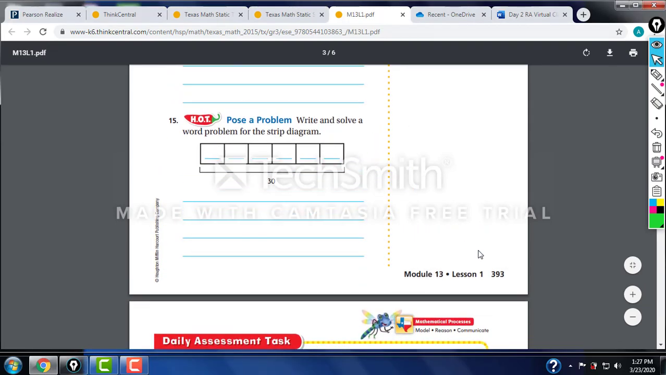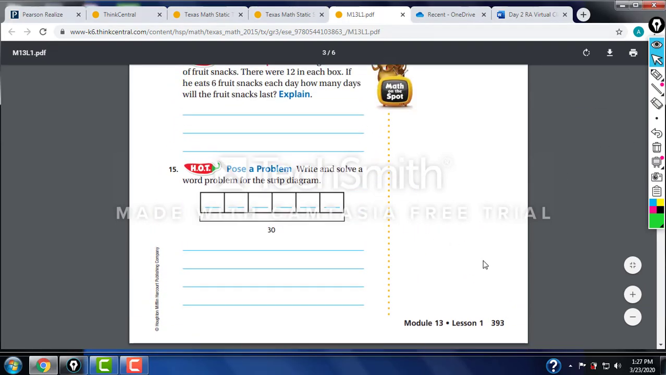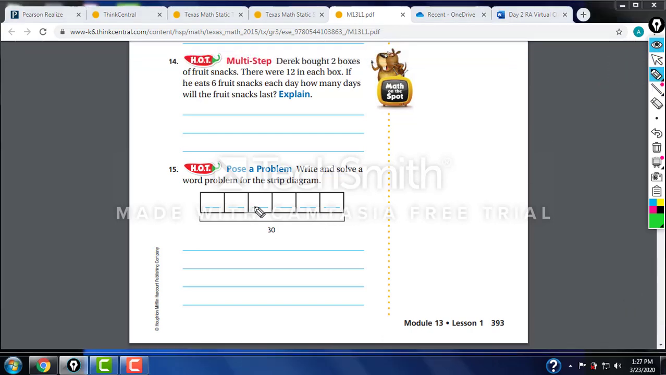Okay, here we go with the strip diagram. And remember from last time when we worked on our star tests, be very careful with this. So write and solve a word problem for the strip diagram. So you know here you have what? 30 total. And how many do you have? How many boxes? 1, 2, 3, 4, 5, 6.